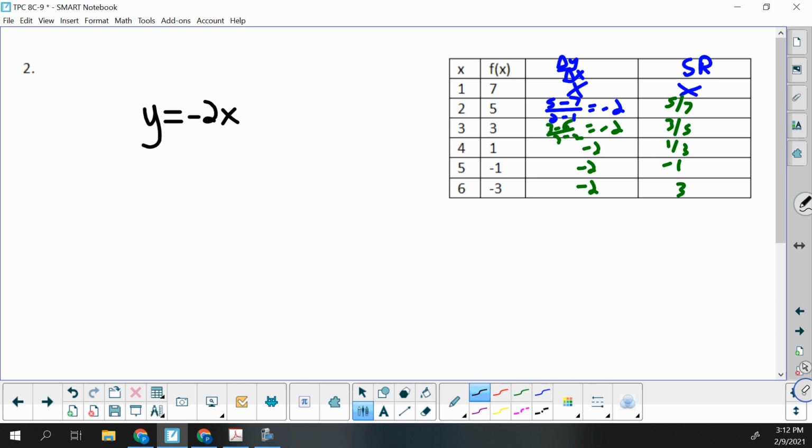And our b value should be when x is equal to 0. But notice we don't have x equals 0 there. So we got to follow our pattern going backwards. 3, 5, 7. So at 0 then it must be 9. So we should have plus 9 on the end.